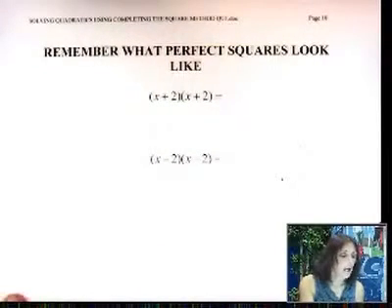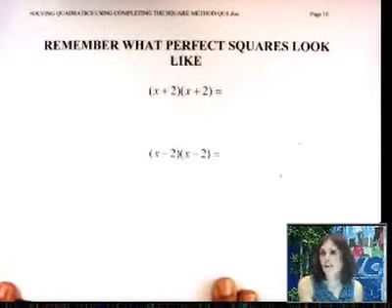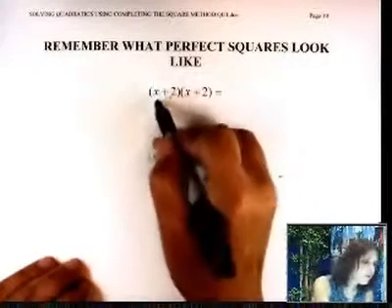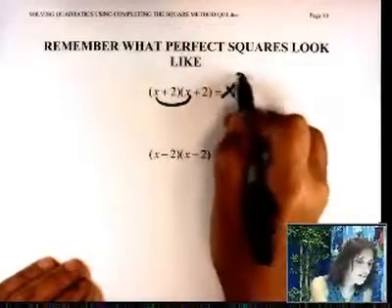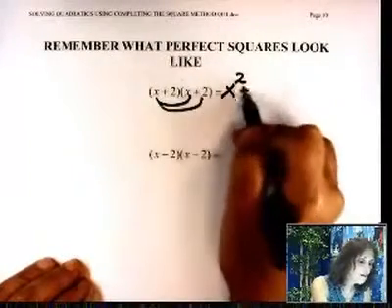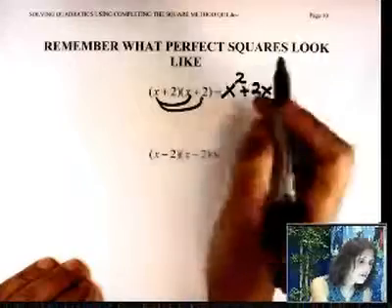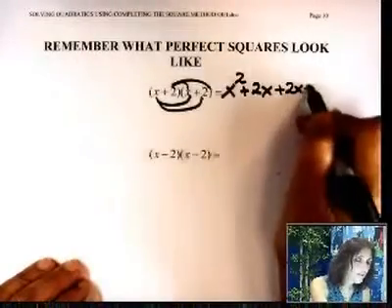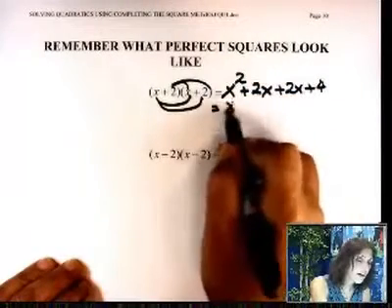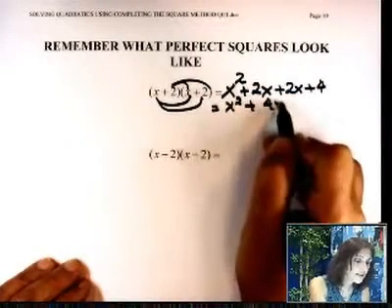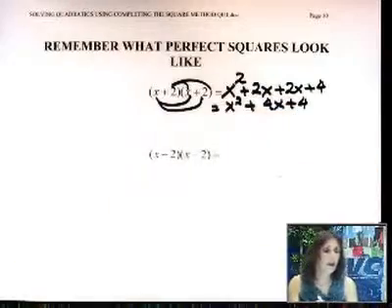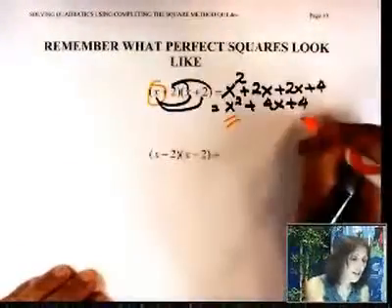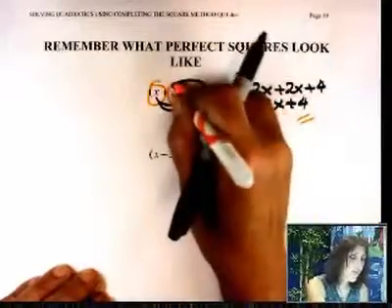Well, let's remember what perfect squares look like, because I keep on repeating that. Perfect squares look like this. When you FOIL it, let me FOIL it slowly. X squared plus 2x plus 2x plus 4. X squared plus 4x plus 4. This one is the square of this. And this one is the square of that.